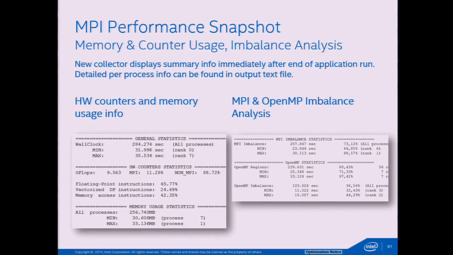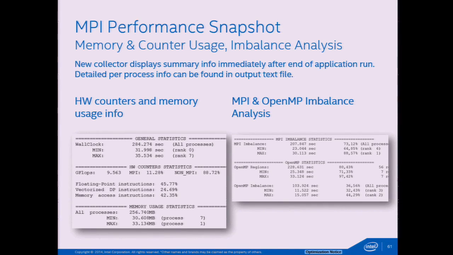It also gives you hardware counter information: floating point instructions, or what percentage of your application is doing floating point, what percentage has vectorized instructions, and how many memory accesses it has. This is all information we get from the hardware counter side, as well as a bunch of memory statistics.